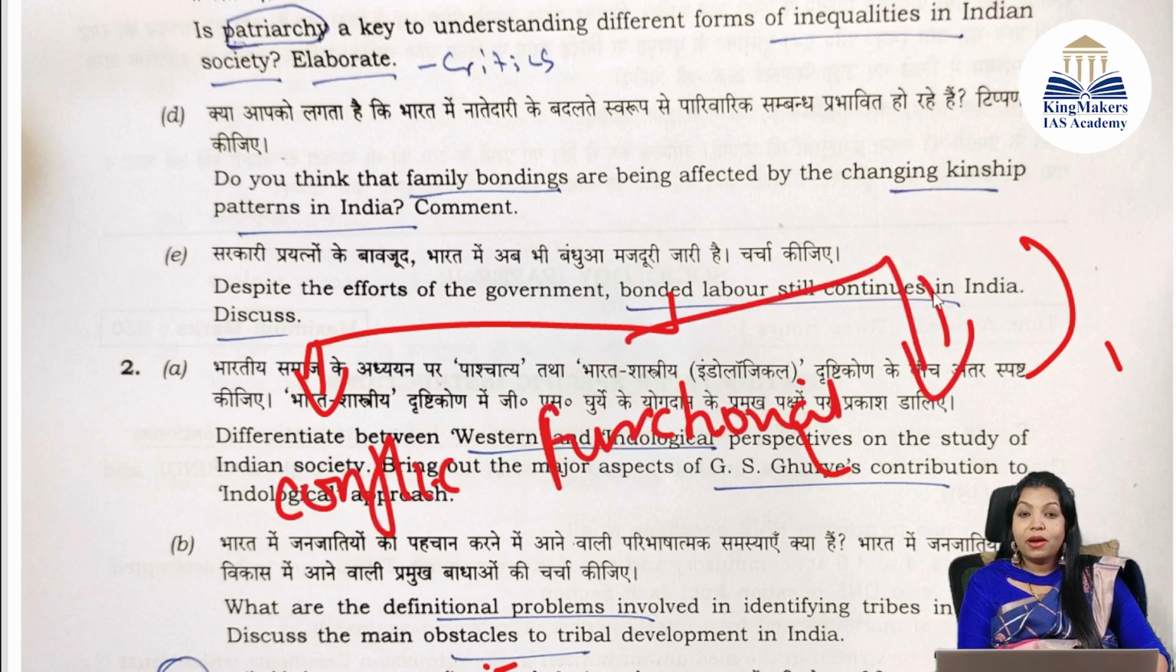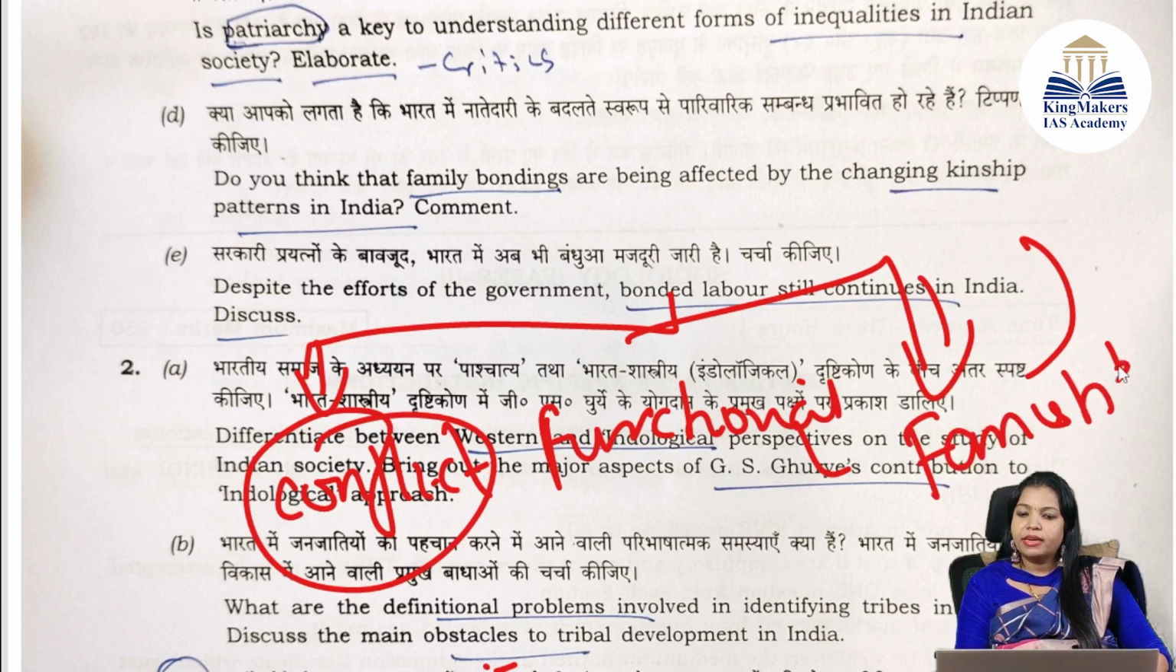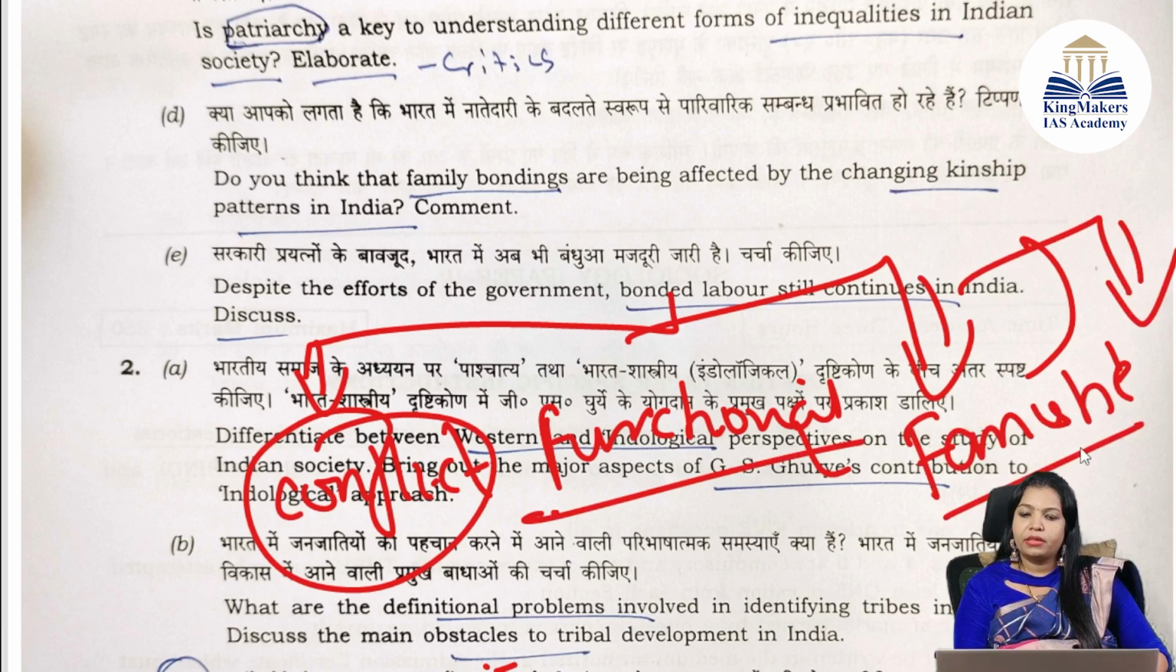If you can remember, I have always mentioned all these examples in the classes: bonded labor from a functional perspective, conflict perspective. When you cannot imagine how to make a question sociological, then you have to create it with a perspective: conflict, functional, then feminist perspective, contemporary perspective, etc.